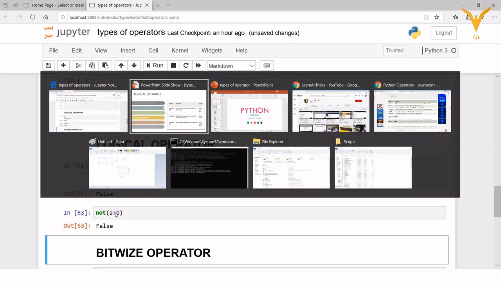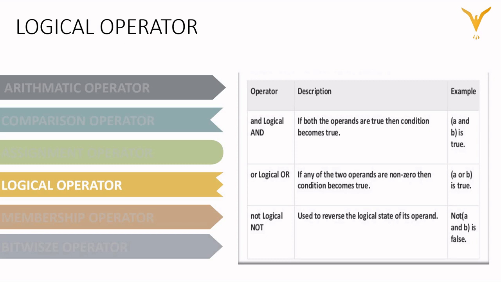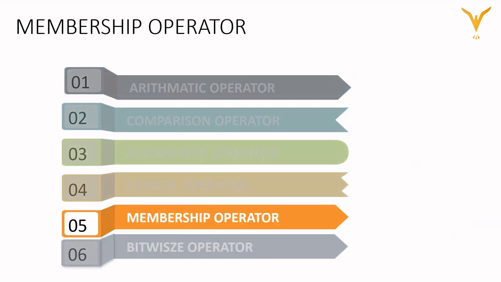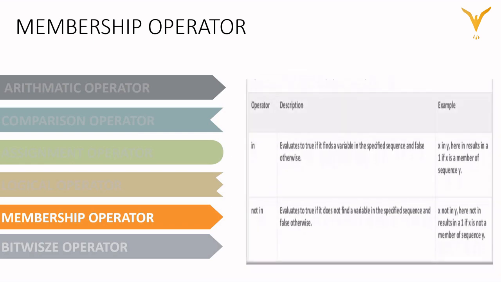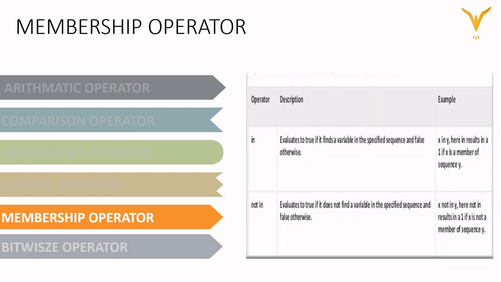Then we have next, membership operator. So what is membership operators? Membership operators are used to test the membership of the element in a sequence like string, list and tuples. So the membership operators are in and not in. In operator will evaluate to be true if we find a particular variable or a value inside the specified sequence, otherwise it will give you false.